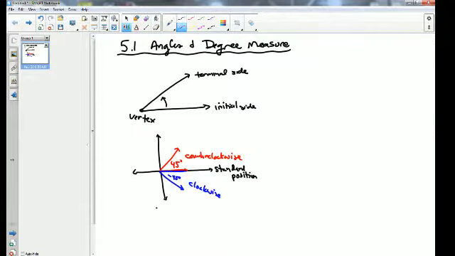If I have angles on the axes, what measure would this angle be? 90. Yeah, we're at 90 degrees there. If I continued it to this, 180, and this would be 270. One full revolution, 360. Okay, sounds like you guys are good on that one. Questions?